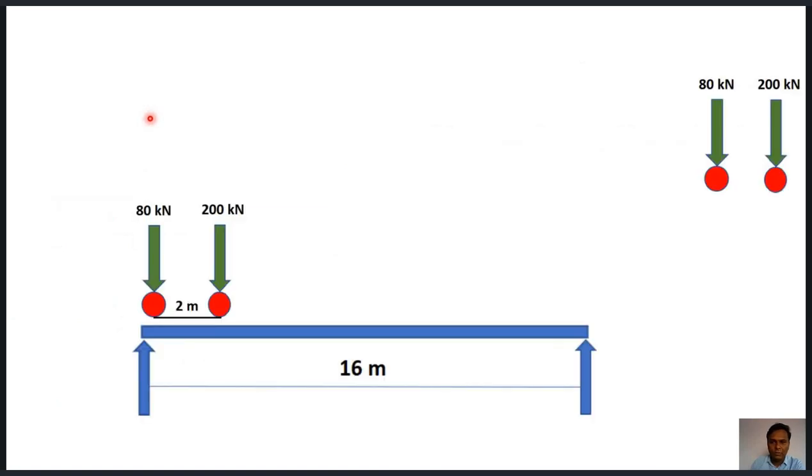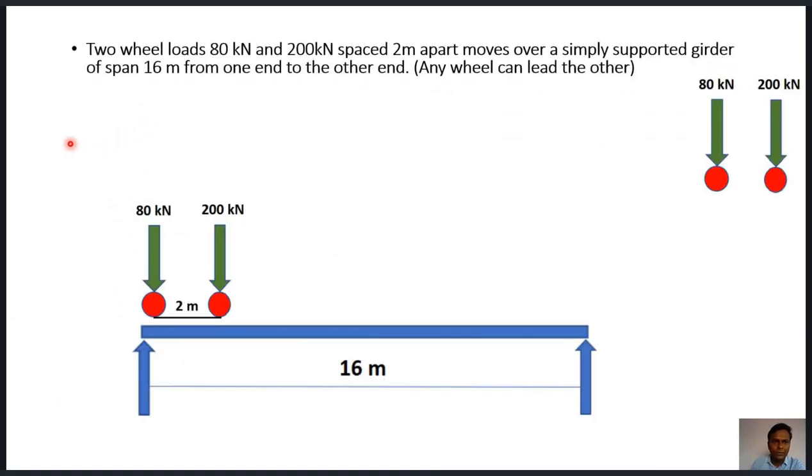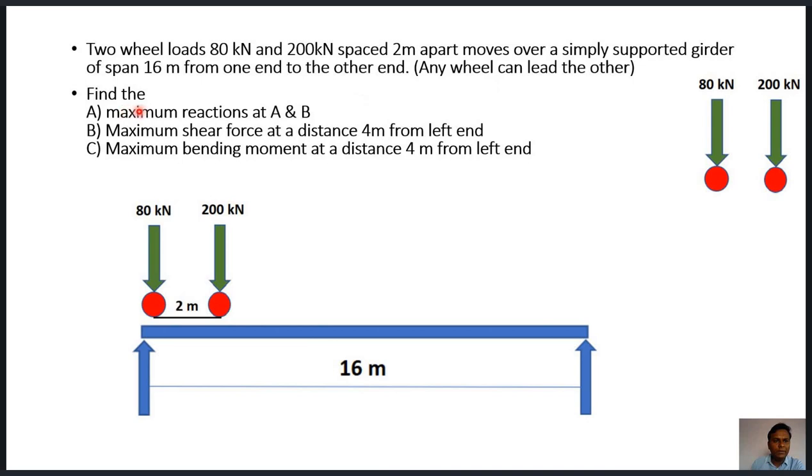Now let us go to the next example. Now here if you see, two wheel loads 80 kilonewton and 200 kilonewton spaced 2 meter apart move over a simply supported girder of span 16 meter from one end to the other end, and it is given that any wheel can lead the other, and we have to find the maximum reactions at A and B.